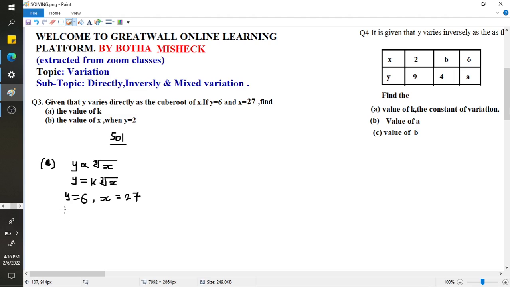Now we can use our formula to calculate the value of k. So y is 6, right? So we are using this formula that we have created. So y, we substitute y with 6, then k is what we are looking for. Then we still have a cube root there of 27, so don't forget a 3 there. Okay, so you know the cube root of 27, that's 3, right? So you have 3k, right?